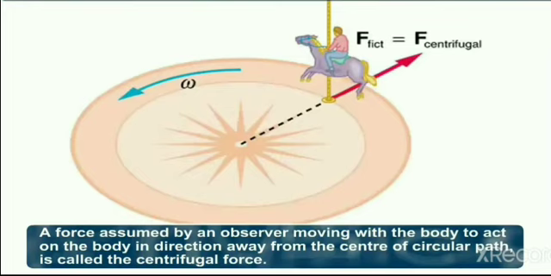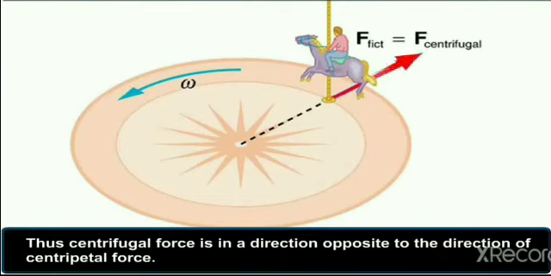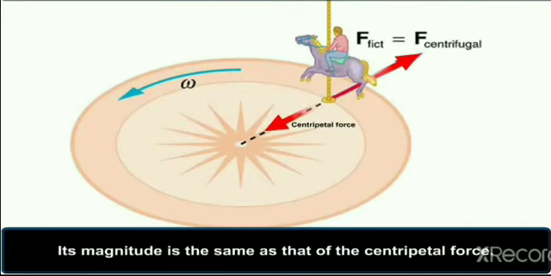Centrifugal force. A force assumed by an observer moving with the body to act on the body in direction away from the center of circular path is called the centrifugal force. Thus, centrifugal force is in a direction opposite to the direction of centripetal force. Its magnitude is the same as that of the centripetal force.